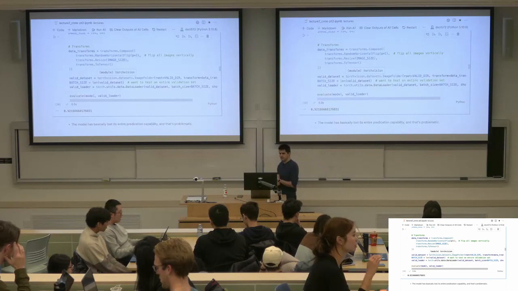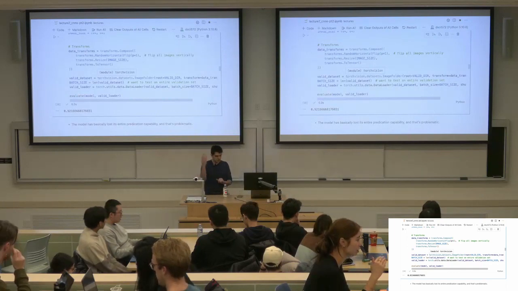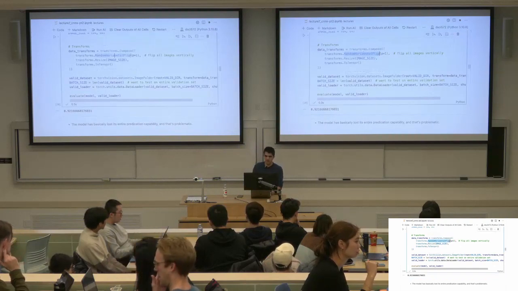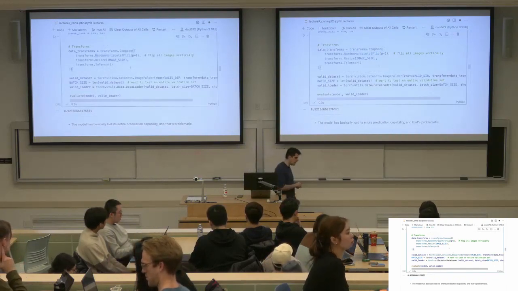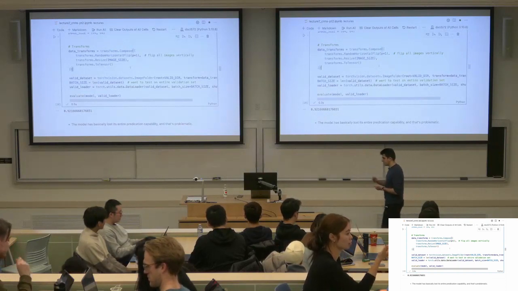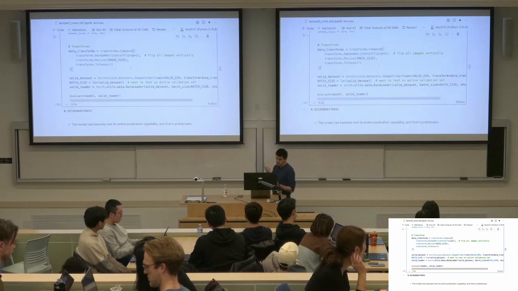Okay, so the vertical flip entirely destroyed the model, but horizontal flip, that's something that the model tolerates quite well because the data set is representative of cases where we have flipped images as well.